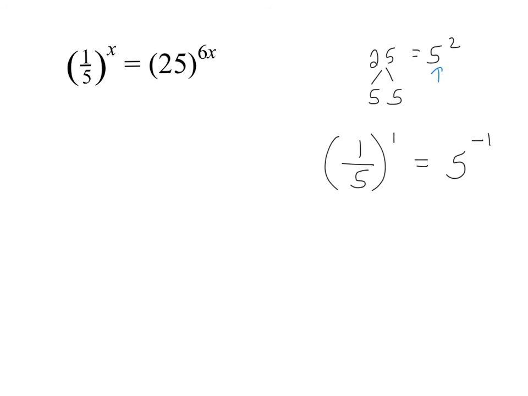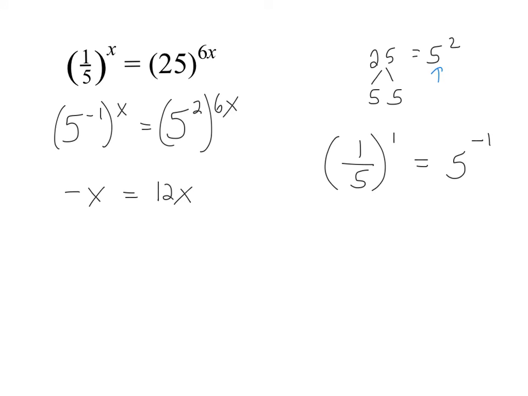So if I replace those, I have 5 to the negative first to the x, and I have 5 to the second times 6x. So if I take negative 1 times x, which is negative x, equals 12x. So in this case, there's lots of x's, but no numbers. So I'll get all the x's on one side. I'll add x to both sides. So I get 0 equals 13x. And I'll divide both sides by 13. So x is simply 0.